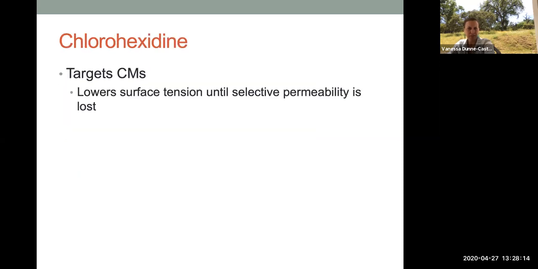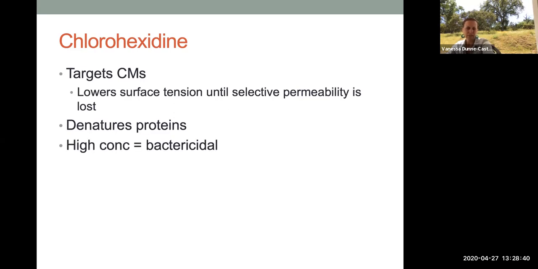Chlorhexidine is another one here. This one is considered a surfactant. So surfactants interfere with the permeability of cell membranes, so it targets cell membranes. If you think about it, that means this would be great against bacteria, but also any enveloped viruses, because they also have that same cell membrane component to the envelope. It lowers the surface tension until selective permeability is lost, and then it can denature proteins as well.